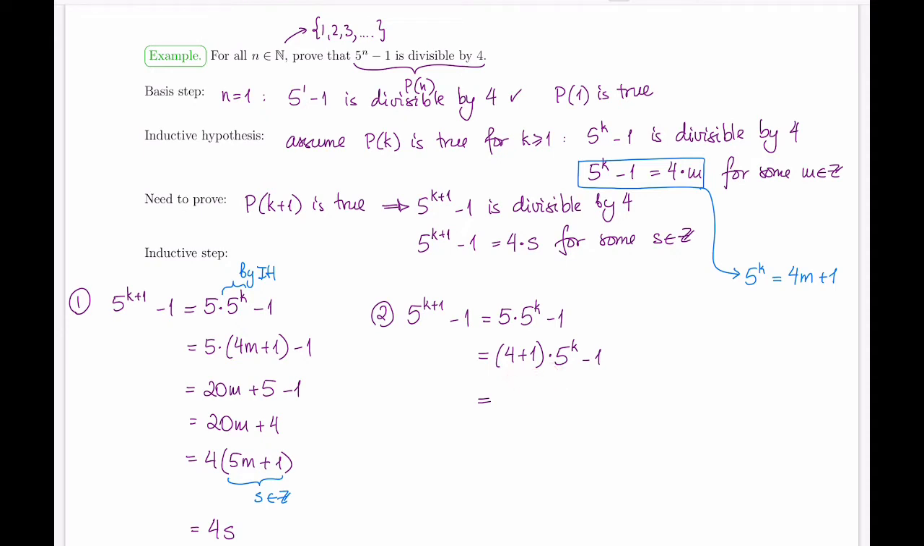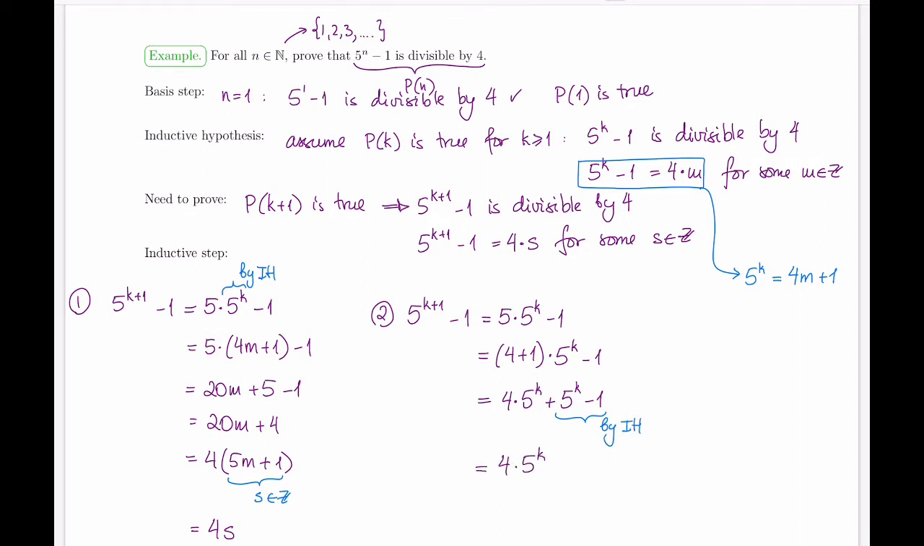I know this seems a little odd, but let's see how it works out. So I'm going to have 4 times 5 to power k plus 5 to power k minus 1. And now it's clear why I bothered with this. It's because now I have 5 to power k minus 1 separately. So I can apply the inductive hypothesis directly onto this expression. So by inductive hypothesis, I can simplify that.